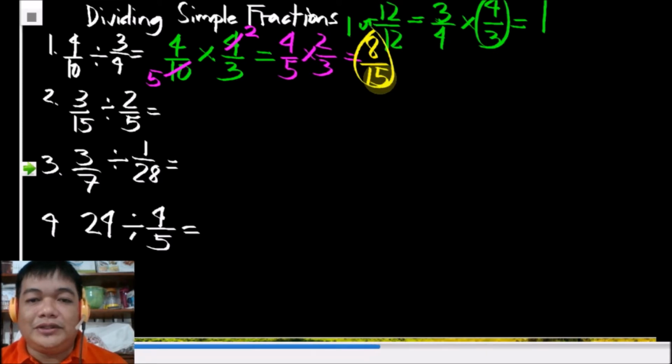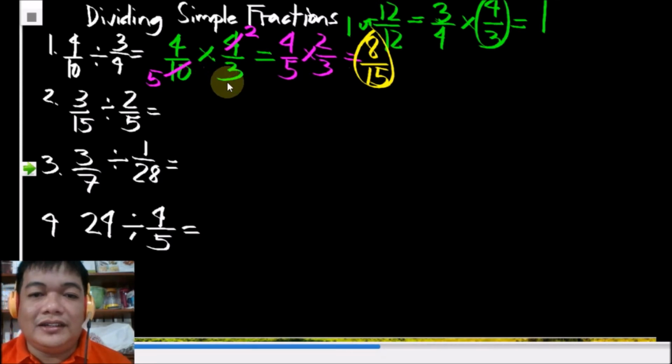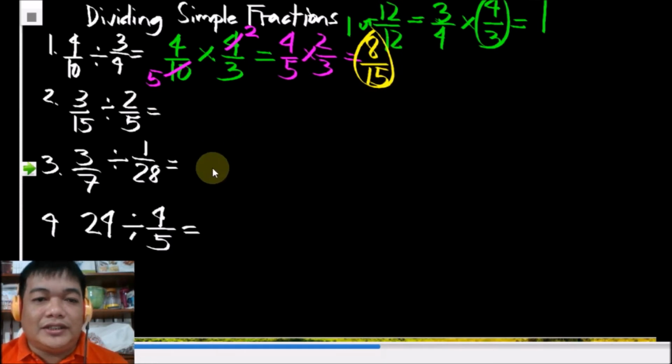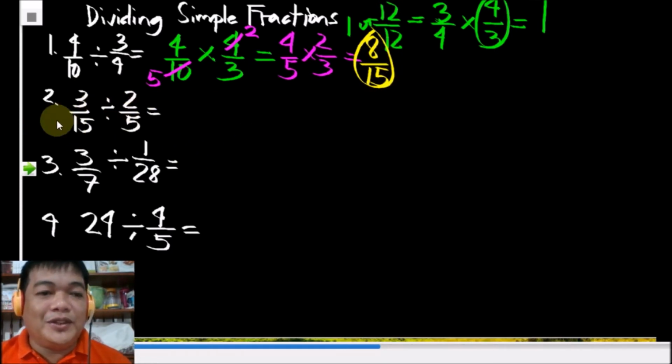Do we need to change them to lowest term? Not necessary, because you underwent cancellation in this part. So 8/15 is the lowest term. So 4/10 divided by 3/4 is equal to 8/15. Okay, let's go to number 2, 3/15 divided by 2/5.